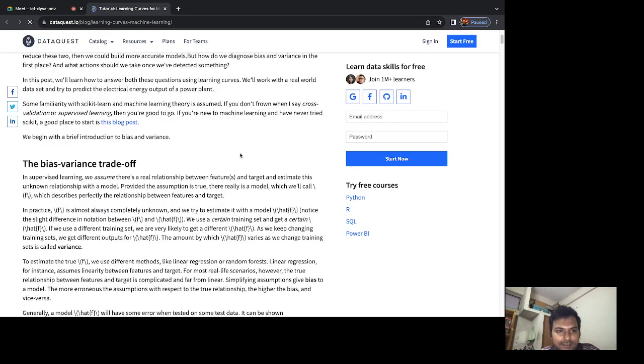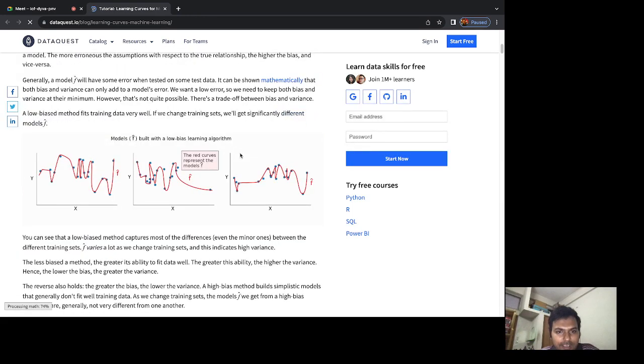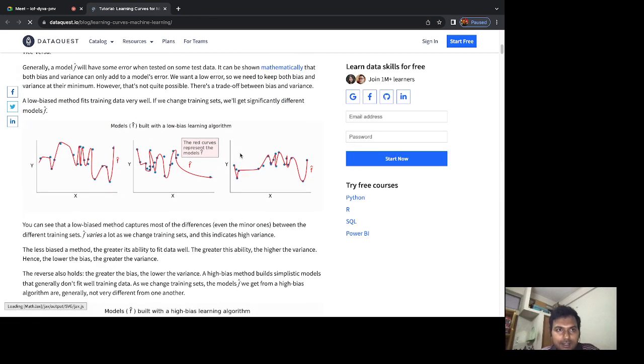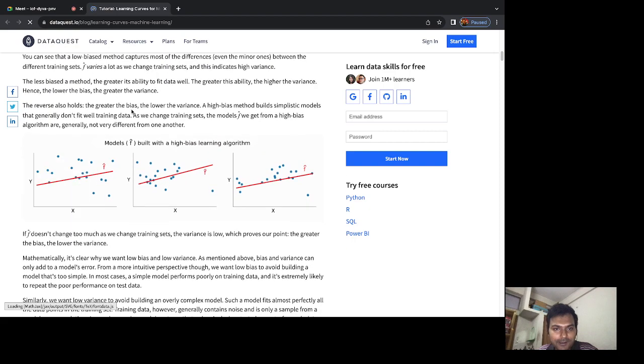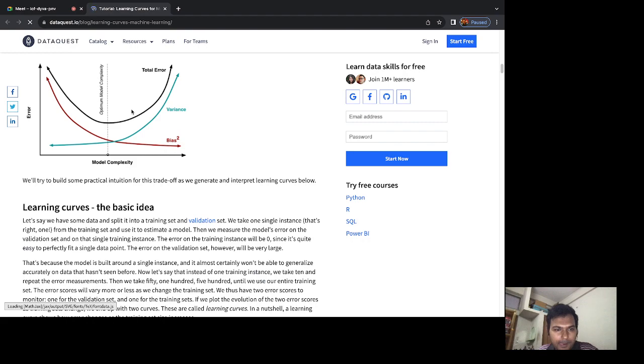The bias variance trade-off. Which diagram should I look at? Sharing that screen, sir. I am at least not able to see it. Oh, I am sharing my screen from my iPad, so that's why you can't see. I am seeing it on my laptop. So which diagram? If you can go further down, sir, under learning curves, the basic idea.